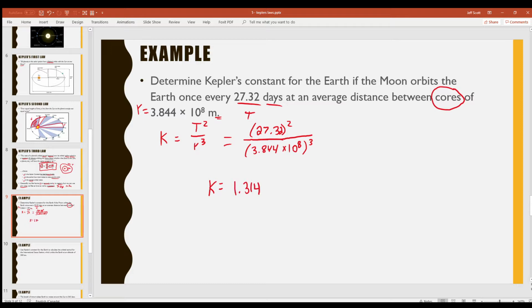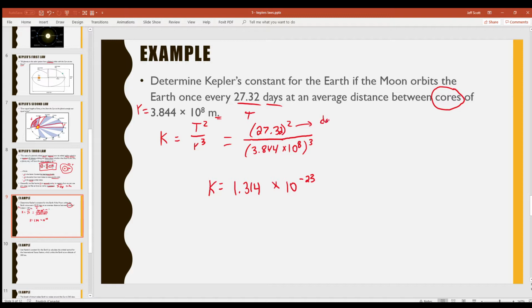1.314, that's 4 sig digs, times 10 to the negative 23. Let me erase that and try it again. 23. And we have to be careful with units here. Units don't matter, but we still need to account for them.